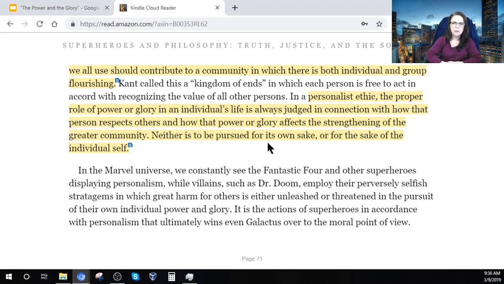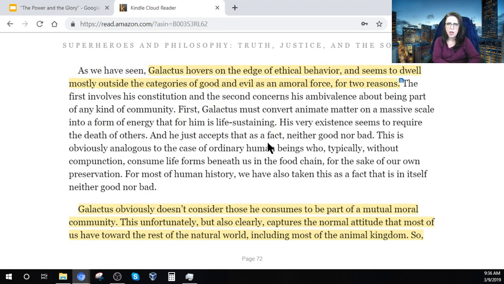Now, our authors take us back to the Marvel Universe. They take us back to the Fantastic Four and Doctor Doom and Galactus, and they look at all the different morals and the points of view that are going on. And they say that Galactus hovers on the edge of ethical behavior, and that he's on the outside of good and evil. He's almost amoral. And they talk about the two reasons that he's amoral. First, he has to consume planets in order to survive. So his existence requires the death of others.